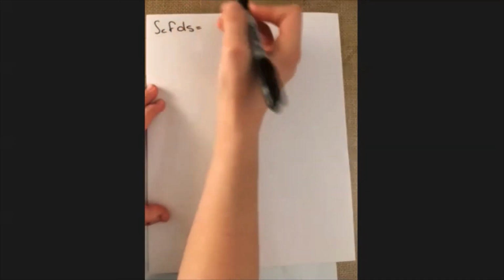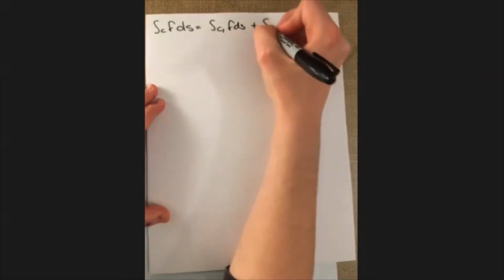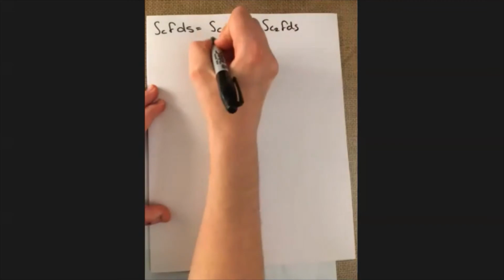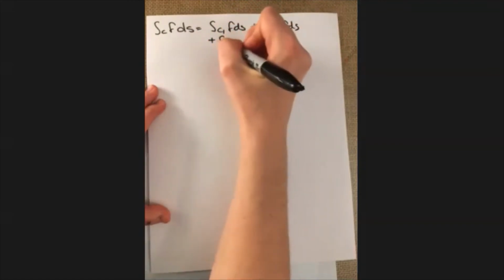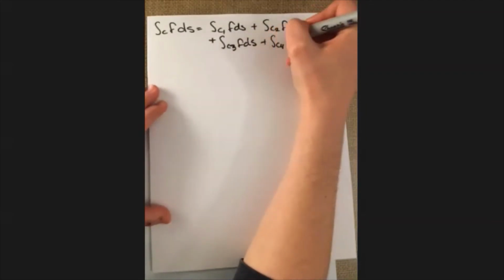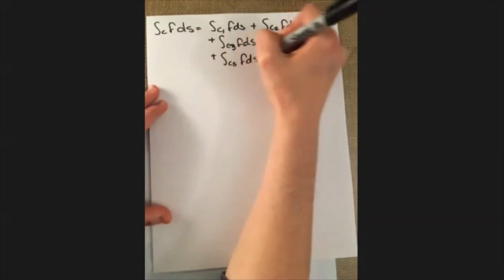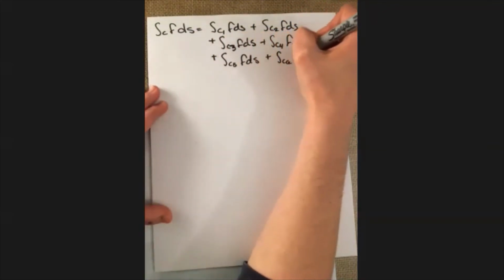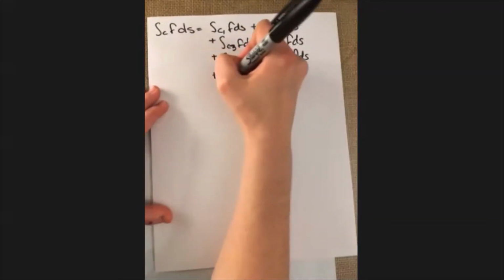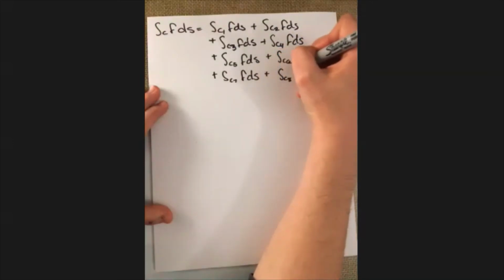What that's going to look like is really we're going to take the integral over that curve of f ds, and I'm going to write that as the integral over C1 f ds plus the integral over C2 f ds plus the integral over C3 f ds plus the integral over C4 f ds plus the integral over C5 f ds plus the integral over C6 f ds. Oh, and 2 more. Integral over C7 f ds plus the integral over C8 f ds.